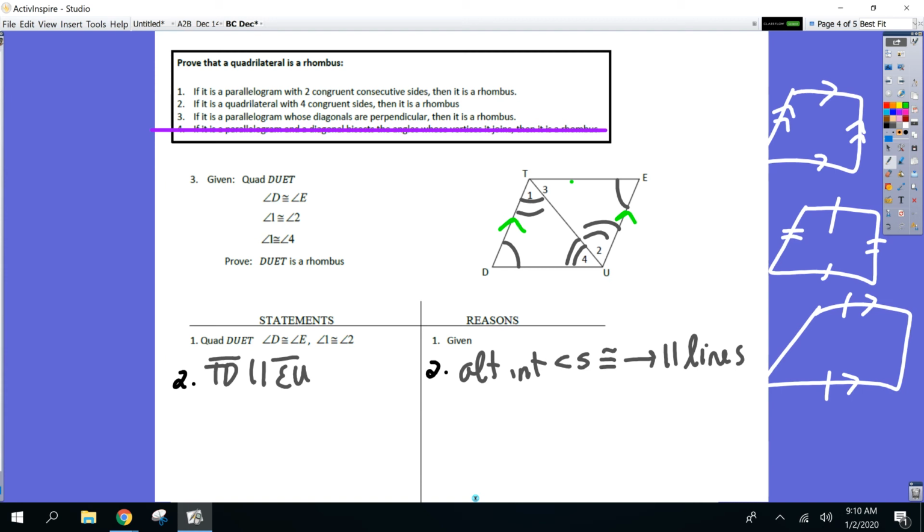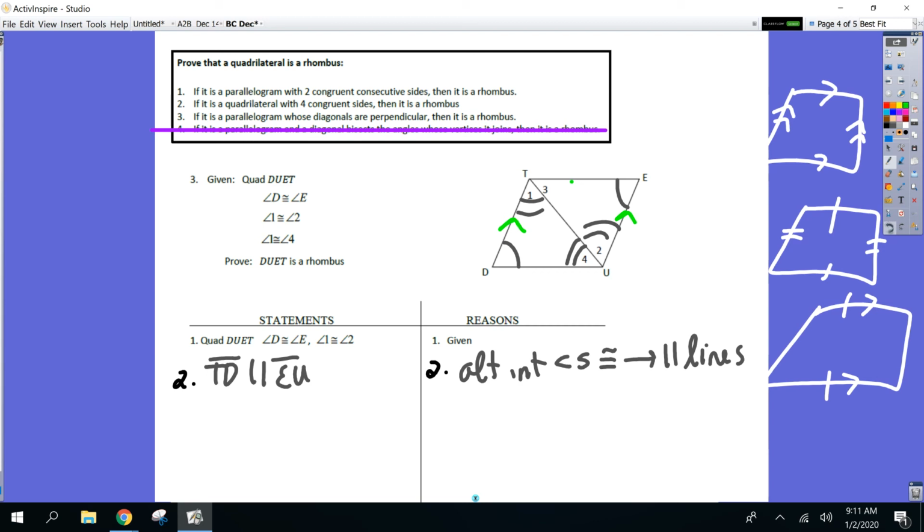Hey, let's remember where we came from here. Let's say you want TD congruent to EU. You want a pair of segments congruent. What do I always have done first? If you want a pair of segments congruent, prove the triangles congruent. Yes? So can you get me these two triangles congruent?